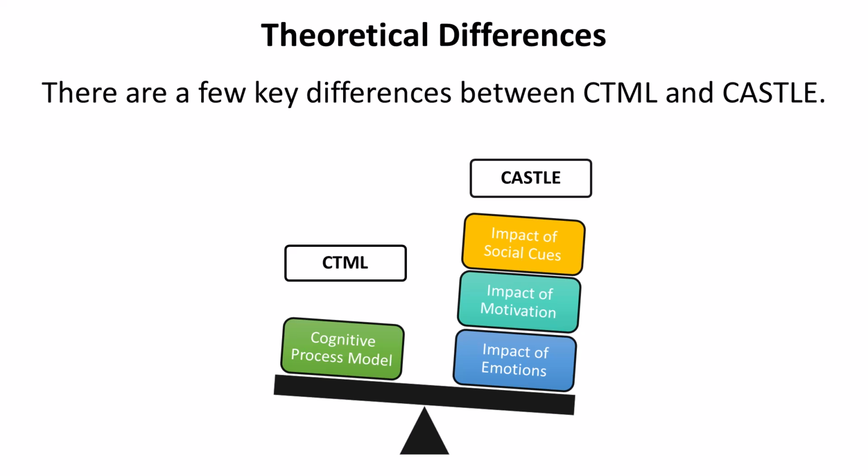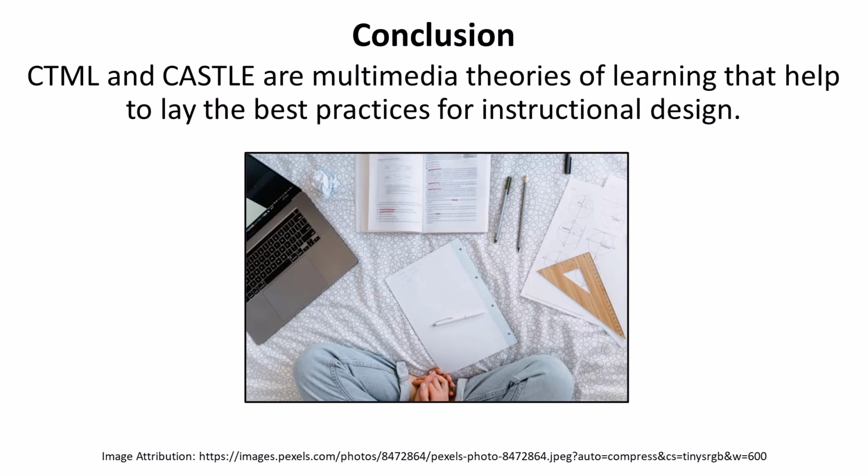Early in the video, we talked about similarities. Now let's look at the key differences between CTML and CASTLE. CASTLE takes into consideration the impact of social cues, motivation, and emotions on the learning process, whereas CTML is more of a cognitive process model, examining the aspects of the lesson and learning environment that impact the cognitive and learning processes. CTML and CASTLE are multimedia theories of learning that help to lay the best practices for instructional design.